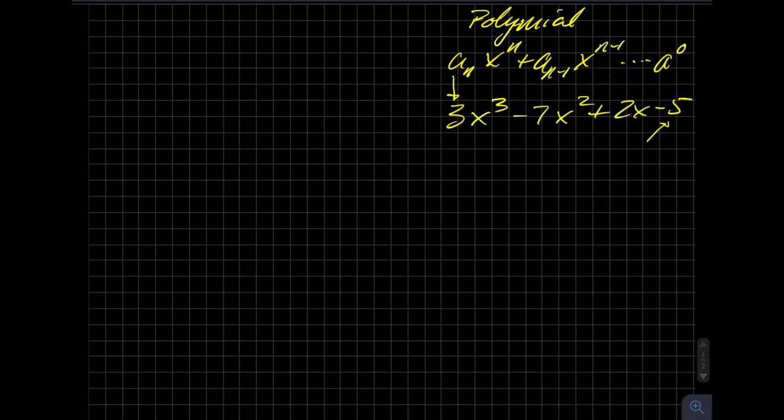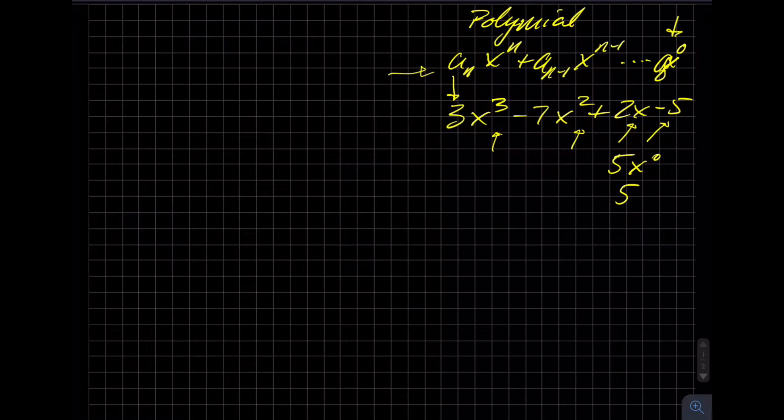Then this would be the a sub 0 times x to the 0, because 5 times x to the 0 is just equal to 5. So x to the 0 is one. Notice how we have descending order of exponents on our terms. That's how we set this up in the standard way. It's convention. You could write the definition a whole bunch of different ways, but that's generally what we're talking about.